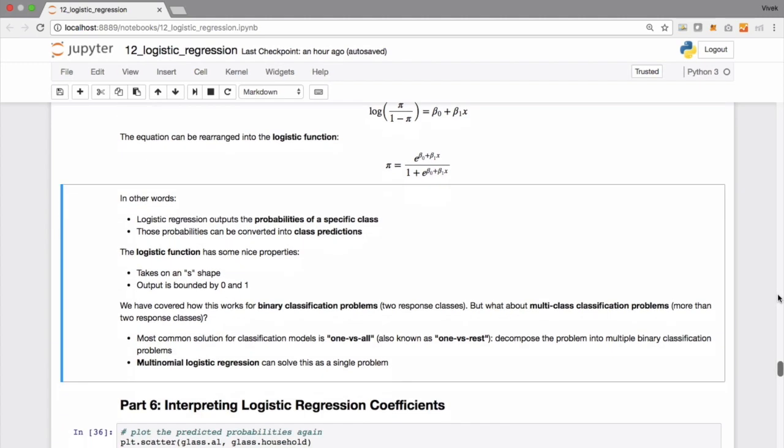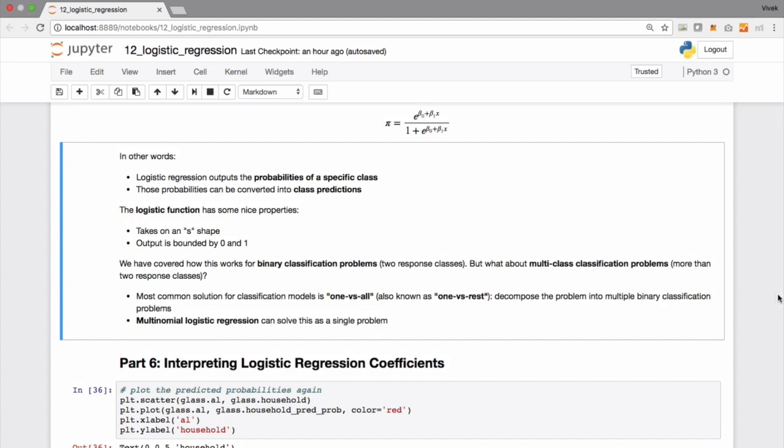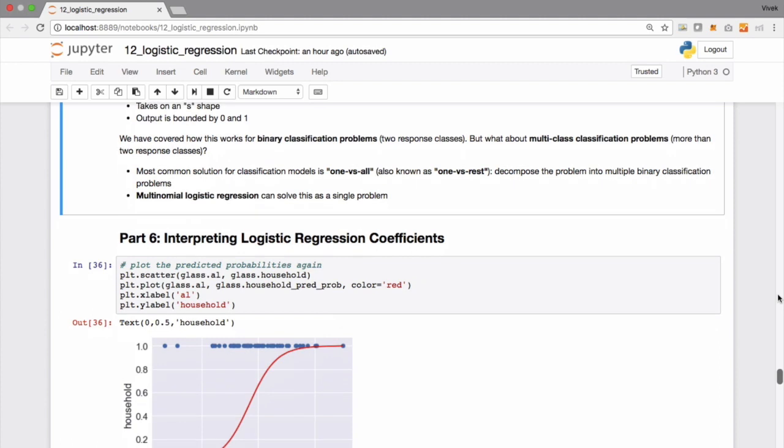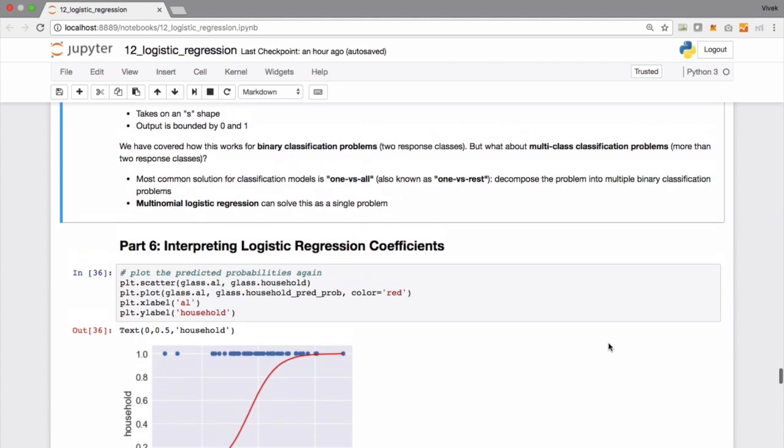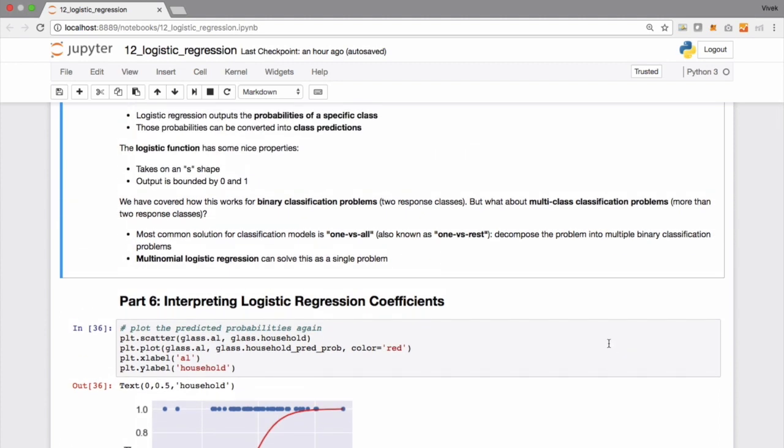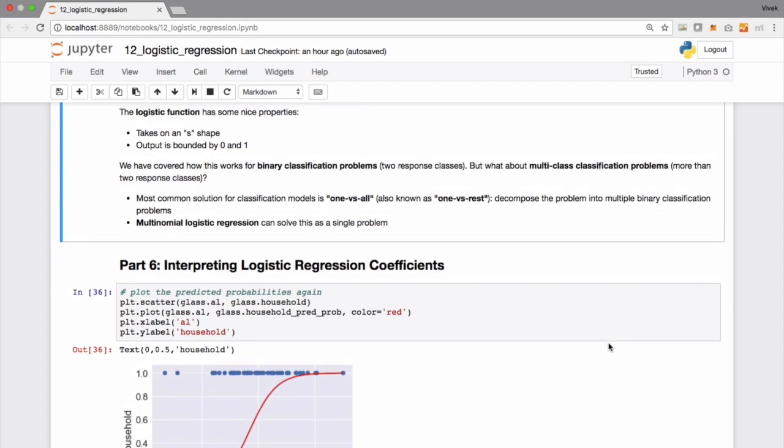Now this logistic function has some nice properties. You might have seen above that it takes an S shape, and we'll just redraw that below, but I'll just come back. The output of logistic regression is bounded by 0 and 1, which is exactly what we want. Ultimately, we are doing class predictions, which are either on this side or on that side. So we have covered how this works for binary classification problems. Binary classification problems means classes which have only 2 kinds of responses.